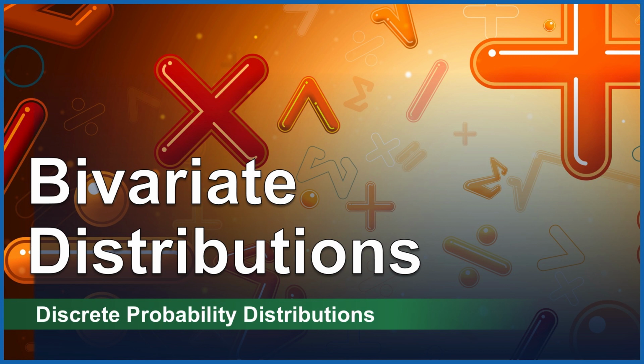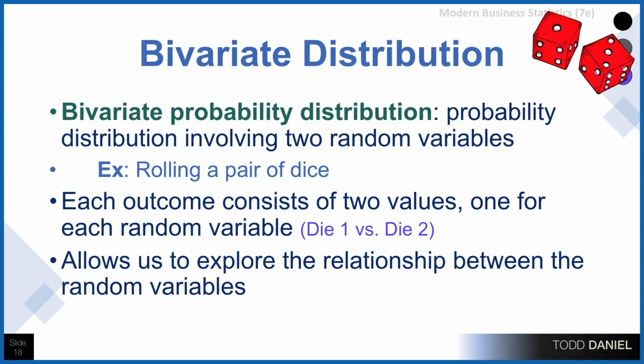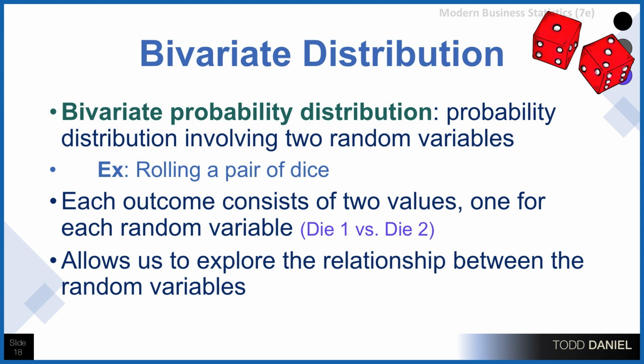The second distribution is a bivariate distribution. Bivariate means 2 variables. A bivariate probability distribution is the probability distribution involving 2 random variables. Now we're not just rolling 1 die, we're rolling 2 at a time, and each die could have an outcome of 1 to 6. So we would consider the outcome for die number 1, and then the outcome for die number 2. Each outcome consists of 2 values. That's what makes it bivariate. We're considering both of those dice together.